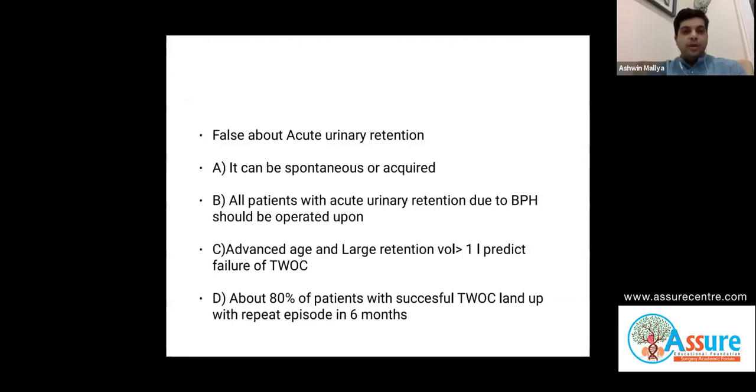So that is a true option. Okay, so that's not the correct answer. The next option is all patients with acute retention due to BPH should be operated upon. Again, let's go to the third option. Let's see the other two options and come back to B. The third option is advanced age and large retention volume more than 1 liter predict failure of trial without catheter.